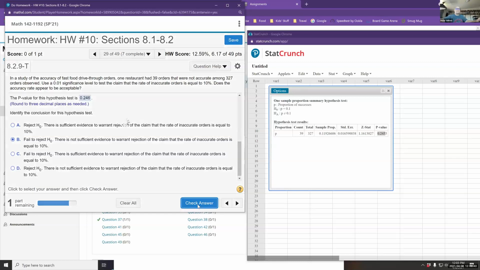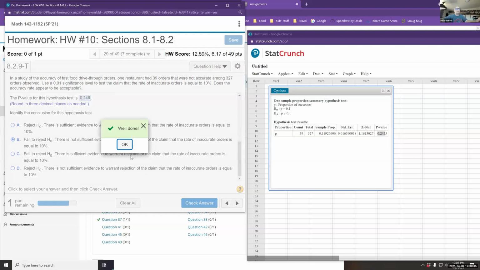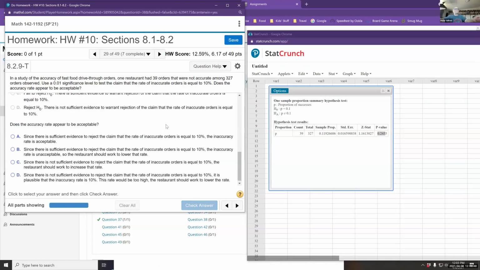That's the logic. Questions about that? All right, so then they ask us a follow-up question because they are trying to have us think that the statistics helps us think about the real world and make decisions in the real world. It says, does the accuracy rate appear to be acceptable? So we're going to have to decide whether we think that's acceptable.